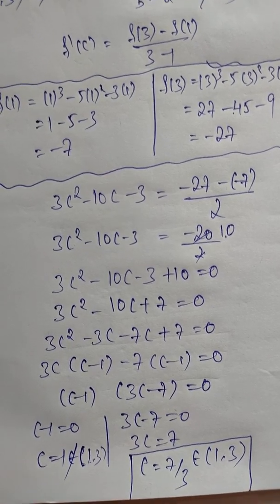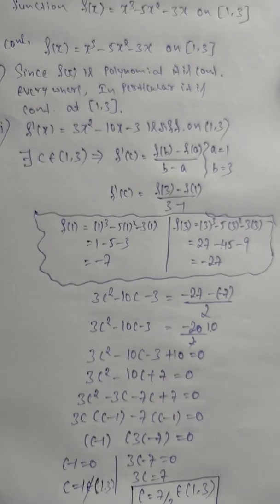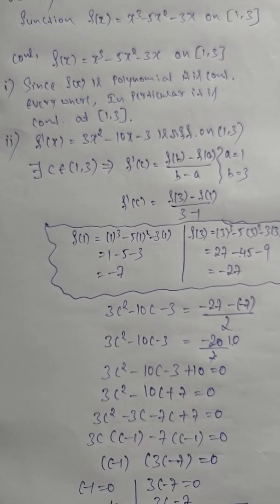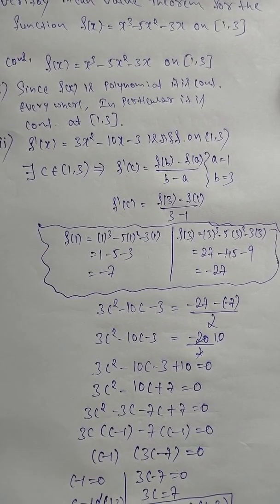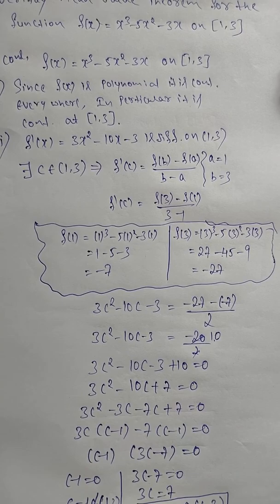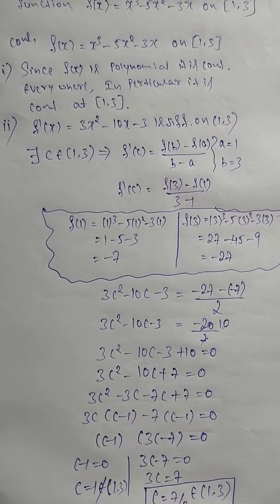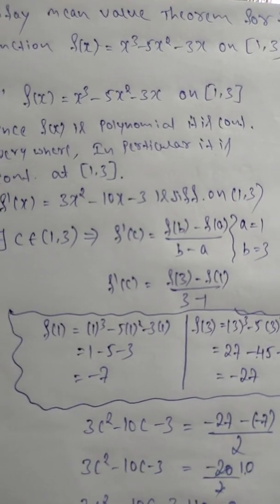Is it okay? Once again I am repeating this one. So just listen here. You want to do the problem: verify the mean value theorem for the function f of x is equal to x cube minus 5x square minus 3x on closed interval 1 comma 3. So this is the given question. So first you want to check the first two conditions. What are the first two conditions?